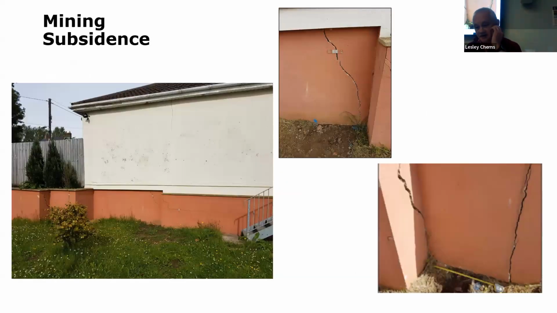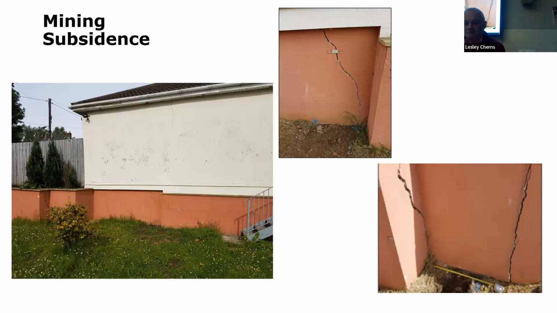This talks about mining subsidence. This is a property near Pontypridd we worked on. You can see the cracking in the wall. I haven't got a photo of inside, but inside there was a concrete floor slab. There used to be a concrete floor slab. It had to be taken up because it was so badly mangled because of subsidence.